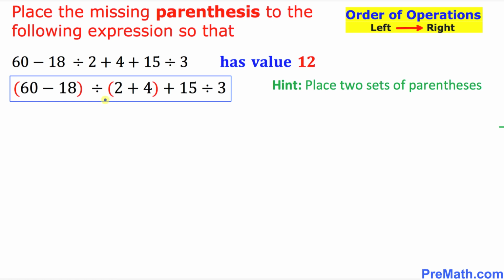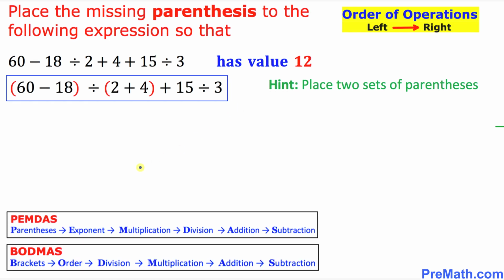And here is our correct answer with the correct location for these parentheses. We have two sets of parentheses. And now we are going to justify that these are the correct locations. We will use these rules called PEMDAS or BODMAS to get to this answer.